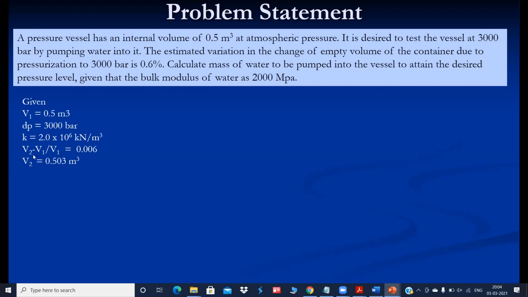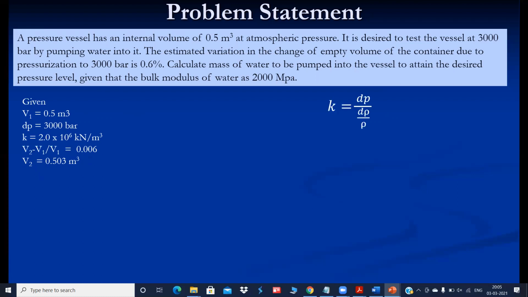Otherwise all the values for the K expressions are given. So this expression is used to calculate V2 because the V1 value is given, that is 0.5. So V2 is known to us because we have to calculate the mass of water to be pumped, and for that we require volume. So the final volume, after expansion, the volume is increased, that is 0.0503 meter cube. Initial volume is this. So mass to be pumped to fill this much volume.